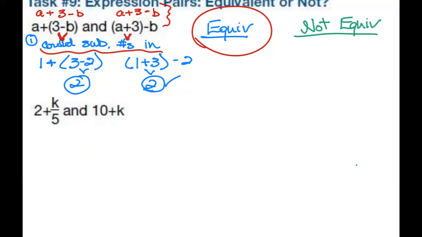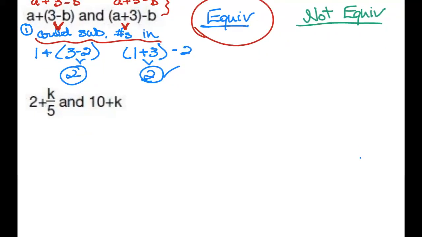All right, let's take a look at the second one. 2 plus k divided by 5, and 10 plus k. Equivalent or not equivalent? Do I have anyone that feels strongly about this one? Okay, you answer a lot of the time. Let's share the wealth here. Anybody else feel strongly that it's equivalent or not equivalent? Isaiah, what do you think? Equivalent. You think equivalent, okay?